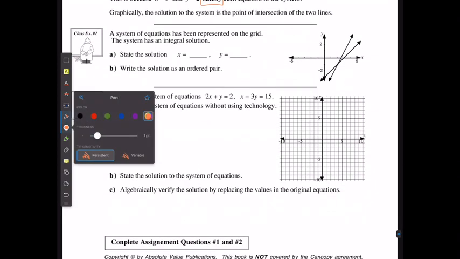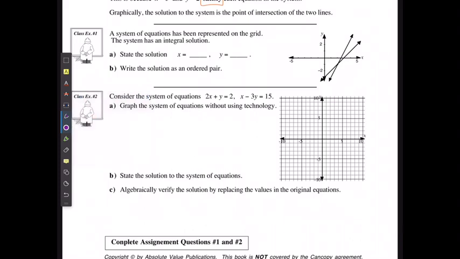So let's look at a couple more examples. In this case, a system of equations has been represented on the grid. The system has an integral solution, which means that both x and y have to be integers. So if I look at this point on the grid, based on what I can see, this is going to be at the point of 2 and negative 1, which are both integers. X is equal to 2, y is equal to negative 1. The solution to this system is 2 and negative 1. And I can always write the solution as a set of coordinates.